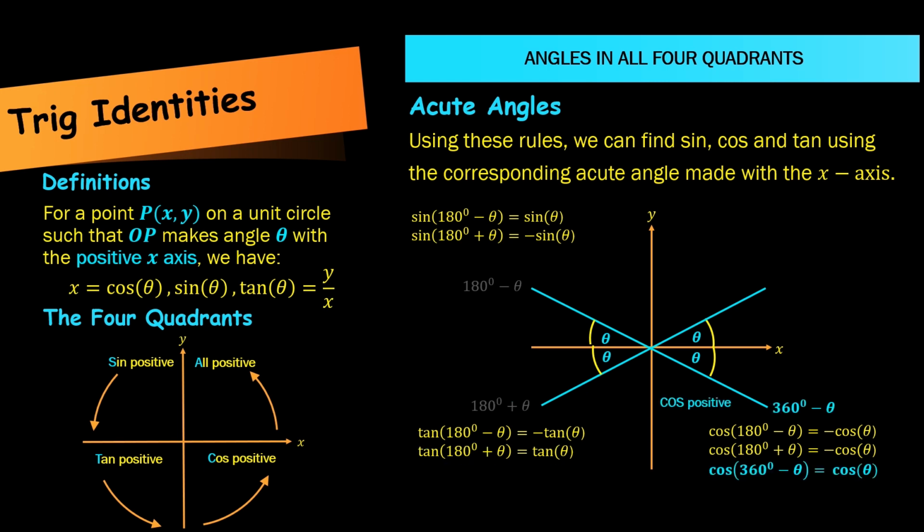And finally, let's consider cos in the fourth quadrant. Cos 360 degrees minus theta, as highlighted, equals cos theta. However, sine and tan are both negative in this quadrant. So sine 360 degrees minus theta is minus sine theta, and tan 360 degrees minus theta is minus tan theta.